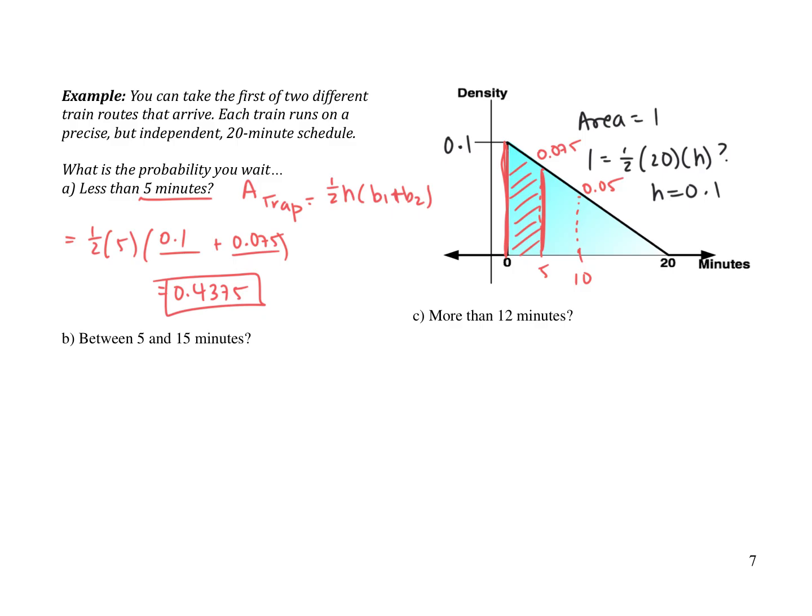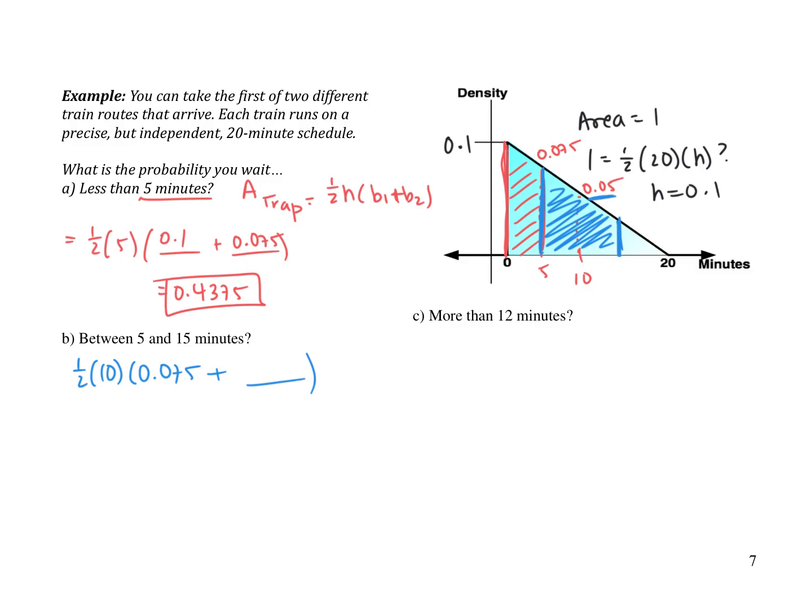Next, between 5 and 15. So our 5 is here, 15 is here. This is the area that we're looking for. Again, it is a trapezoid. So we have 1/2. This time the height is 10. So remember, it's the distance between the bases. The one base is 0.075. The other one we need to find.